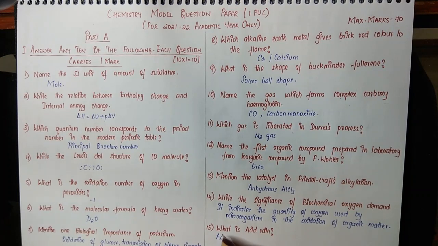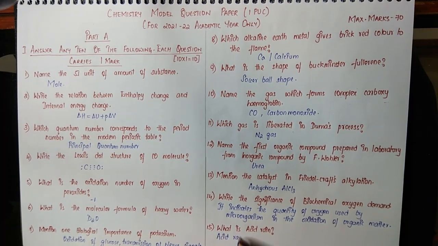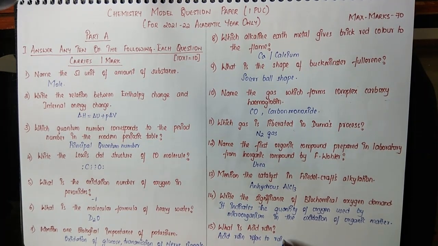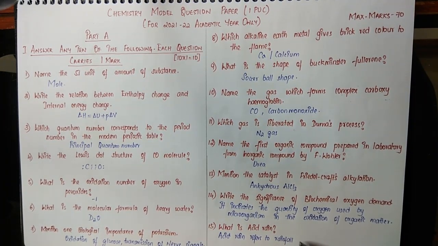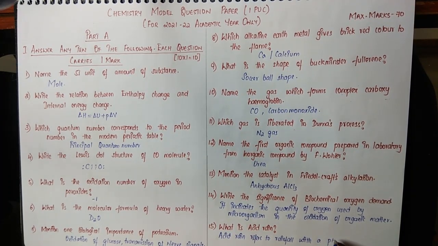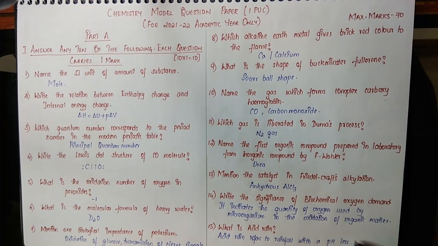Acid rain refers to rainfall with a pH less than 5.